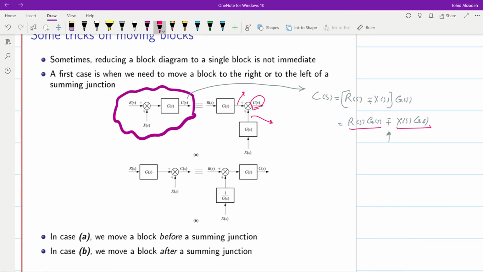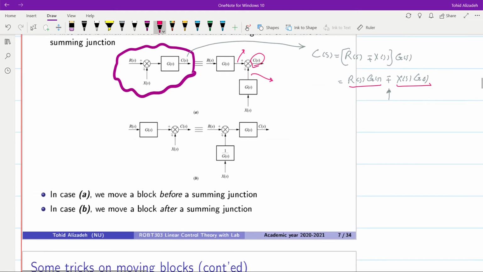On the other hand, if we want to move a given block after the summing point, we should do it in this way. It will be removed from here, it will appear at the output side, and then on all other paths, it will appear in the form of 1 over G of S. And again, we can see why this is the case.